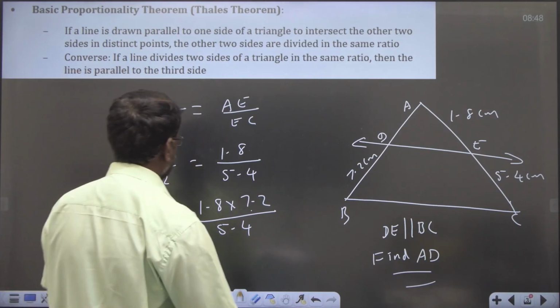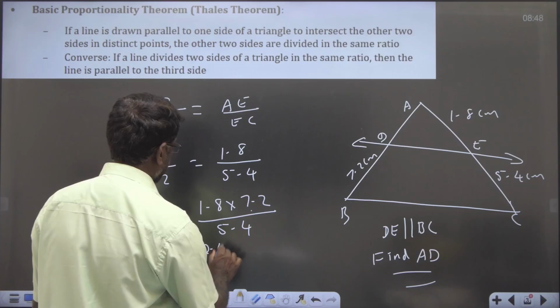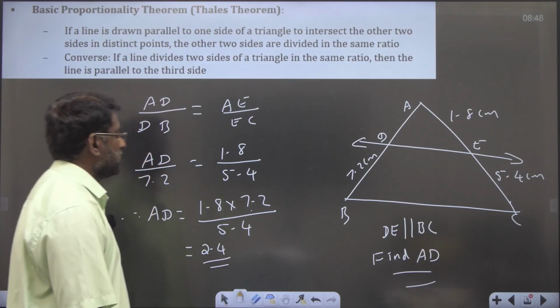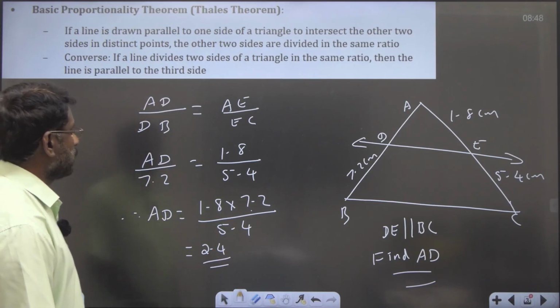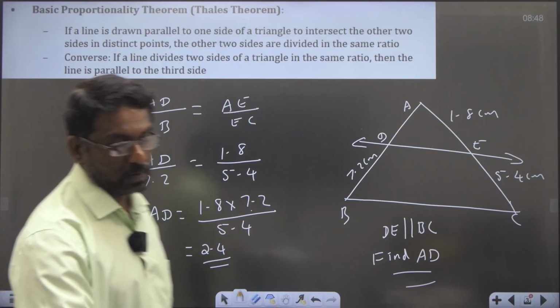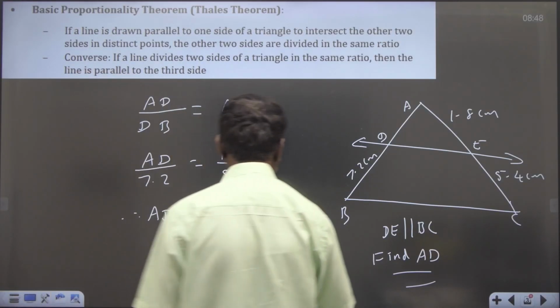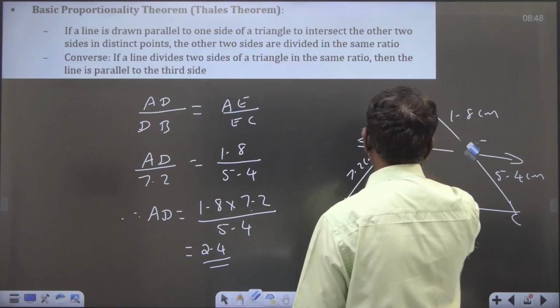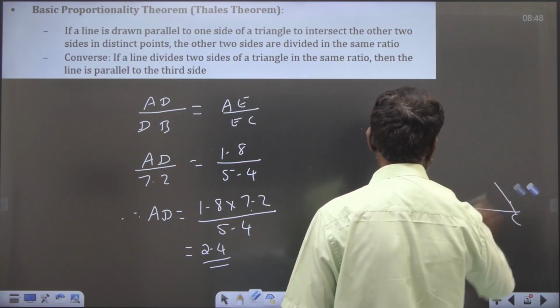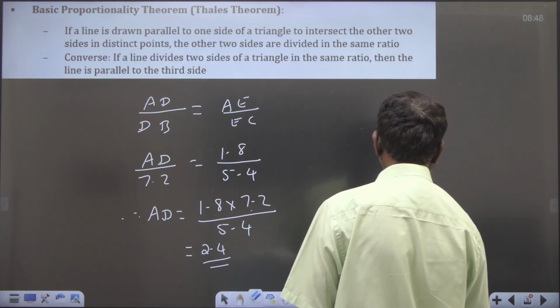You will get the final answer is 2.4. 1.8 into 7.2 divided by 5.4 is equal to 2.4. How can we solve it? I can give you, no problem. How can we solve this by a simple method?